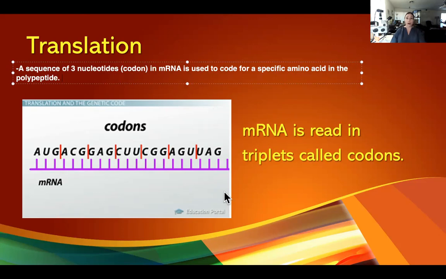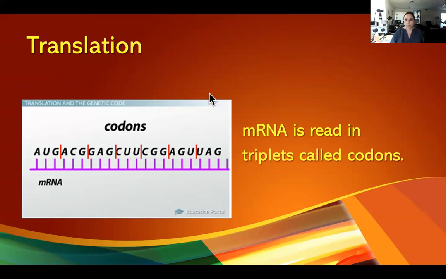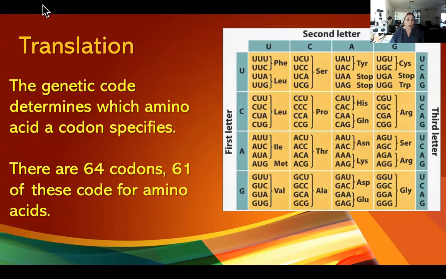Okay, so if you look at the picture here, the red line is drawn between, so you have AUG, then there's a divider, ACG, a divider, GAG. So AUG is a codon, ACG is a codon, GAG is a codon, and these codons specify the amino acids that will come along in the polypeptide chain for the protein. So this is what we call the genetic code. Basically, the genetic code gives you all the different codons and which amino acid they code for or specify.